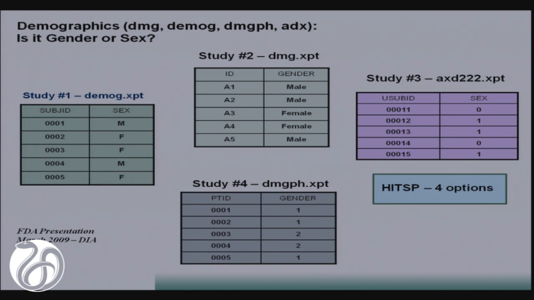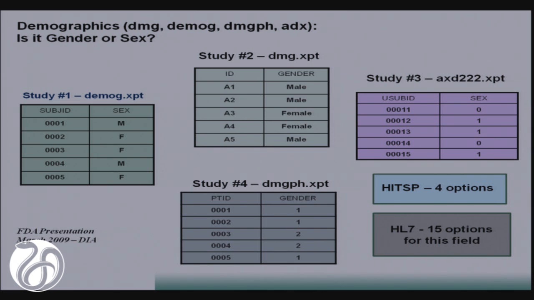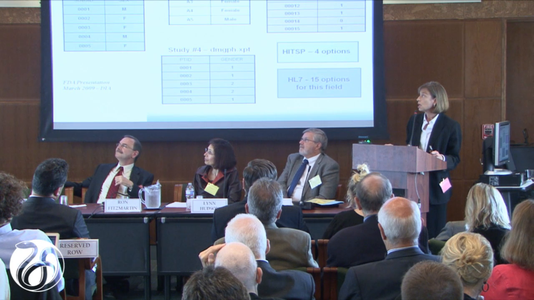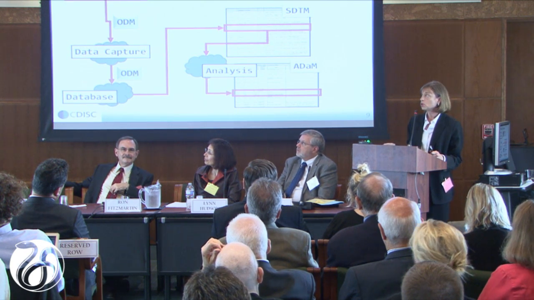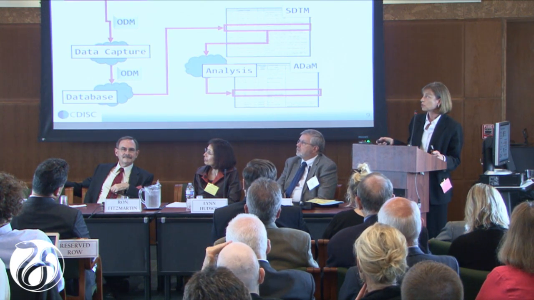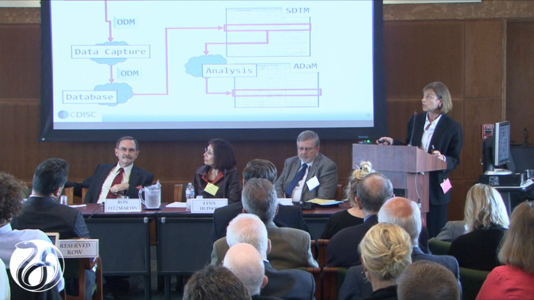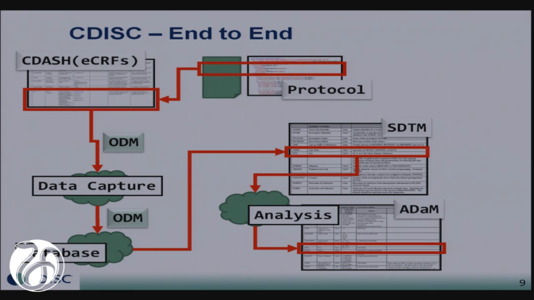The HITSP set has 4 options. HL7 has somewhere around 15. Chuck can tell you exactly. But this is a serious issue in terms of just finding out what sex or is it gender that you have in a study. And so what we've done is try to make it so that we have standards that go all the way from the protocol through the case report form, through data capture in the database, through SDTM and ADaM.